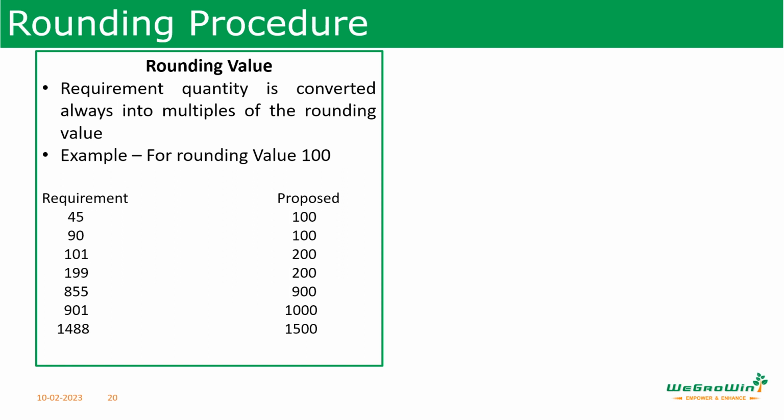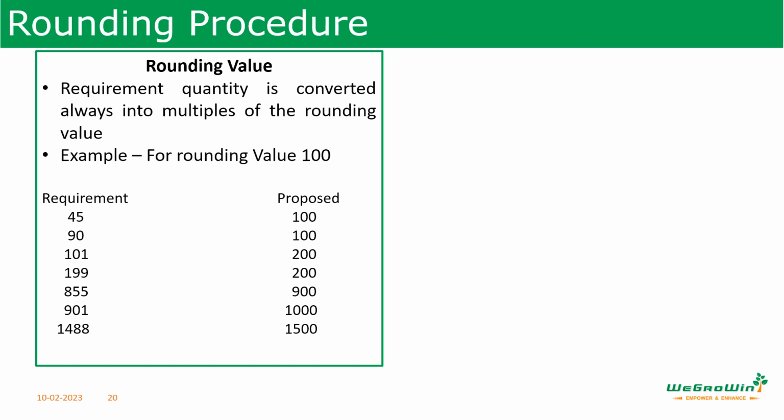So earlier we discussed this rounding procedure, right? So what is a rounding procedure? The rounding procedure is used to round off the quantity proposed by the system when the requirement arrives, so that the supplier or the production team can produce accordingly. For example, the batch size may be 100. So if you give a requirement of 45, they will not be able to produce 45. They will produce 100 only.